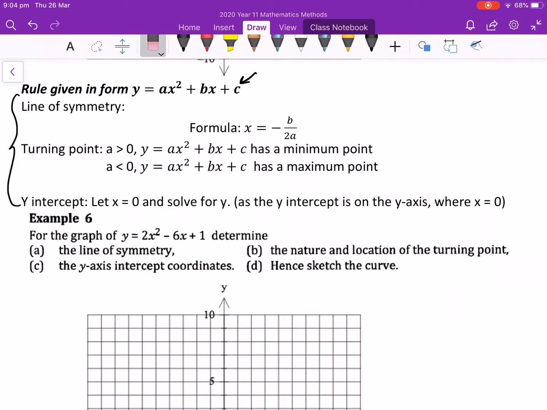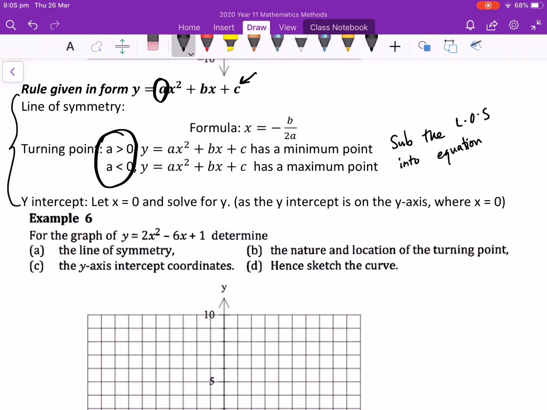Okay. So the turning point can be found depending on the nature of the graph. If it's a positive a, then it's a minimum. And if that a is negative, then it's a maximum graph. Similar to the previous video where I did the root form, you can find the actual turning point itself by substituting the line of symmetry into the equation to find the specific coordinate for the turning point.